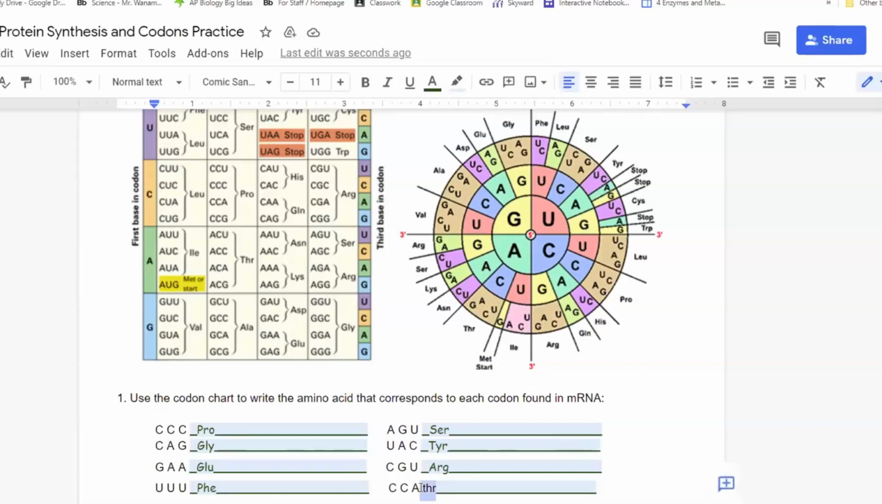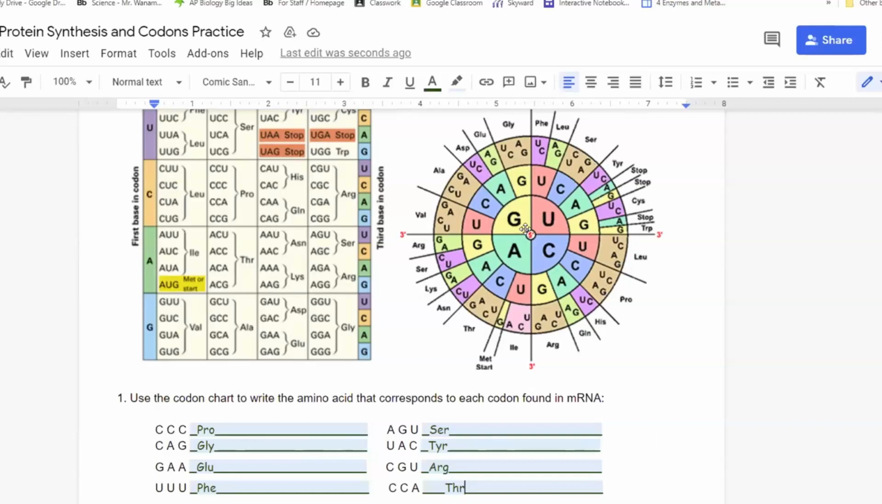Oh, I don't like that. Didn't match. Let's put that over here. So sometimes you'll get this wheel. So the wheel is, you would read the inside to the outside. So like your first letter, so let's take our GAU, right?